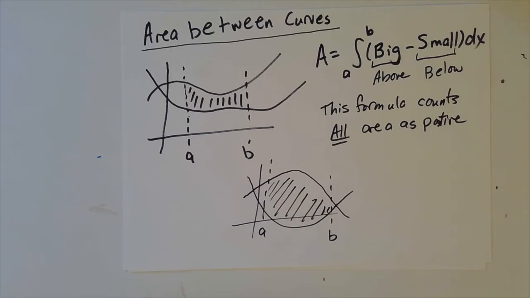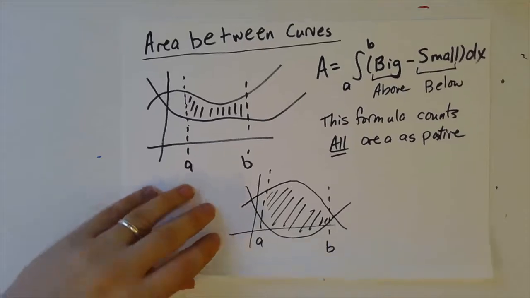So please remember, you don't need to compensate for the fact that it's counting area as negative, because it's not counting any area as negative. It's counting all area as positive. Okay. So I wanted to do an example of applying this, and we'll do an example of some of the more intricate things next time.